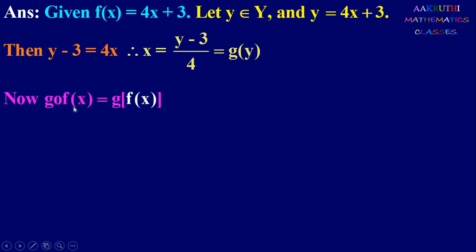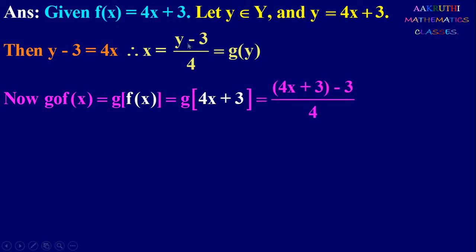Now we find g composite f of x. g composite f of x is g of f of x, and f of x is 4x plus 3, so it is g of 4x plus 3. Here g of y is y minus 3 divided by 4. In place of y you have to write 4x plus 3. So it is 4x plus 3 minus 3 divided by 4. Now minus 3 and plus 3 cancel, remaining is 4x by 4. Again 4 cancels, we get x. So g composite f of x is x.